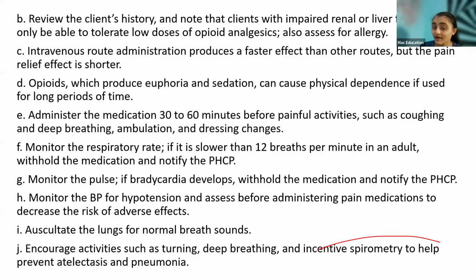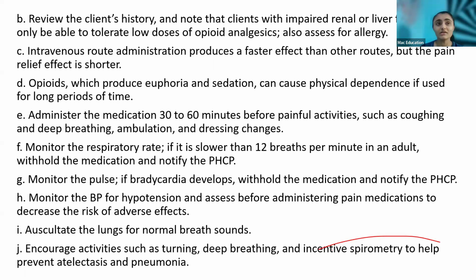Monitor the respiratory rate. If it is less than 12 bpm in an adult, withhold the medication and notify the PHCP. This is an important point. As we know, opioids will depress the respiratory center. And if the patient is already experiencing bradypnea, with a respiratory rate less than 12 bpm, you have to withhold the medication.